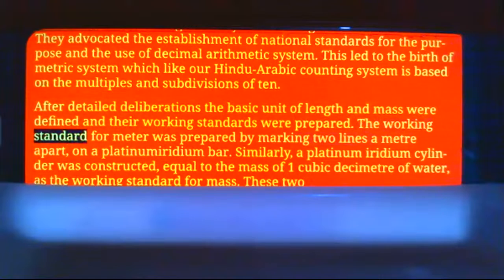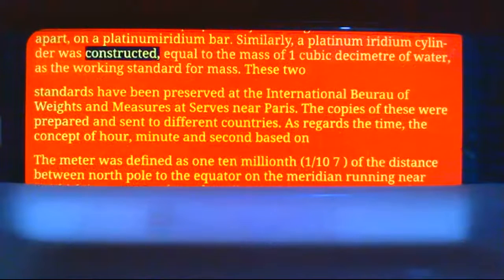After detailed deliberations, the basic units of length and mass were defined and their working standards were prepared. The working standard for the meter was prepared by marking two lines a meter apart on a platinum iridium bar. Similarly, a platinum iridium cylinder was constructed, equal to the mass of 1 cubic decimeter of water, as the working standard for mass. These two standards have been preserved at the International Bureau of Weights and Measures at Sèvres near Paris. The copies of these were prepared and sent to different countries.